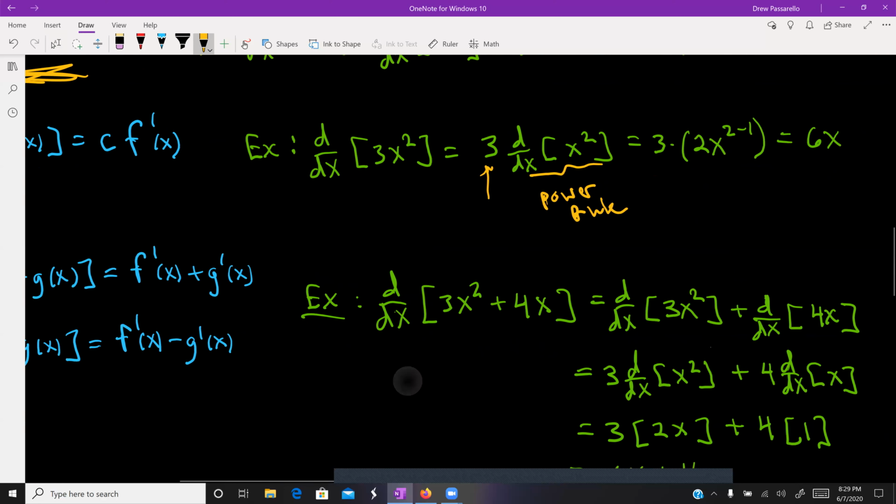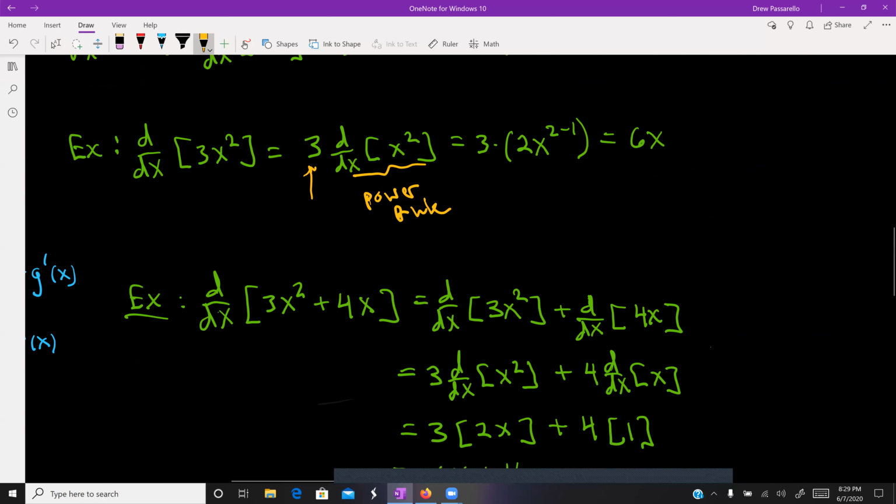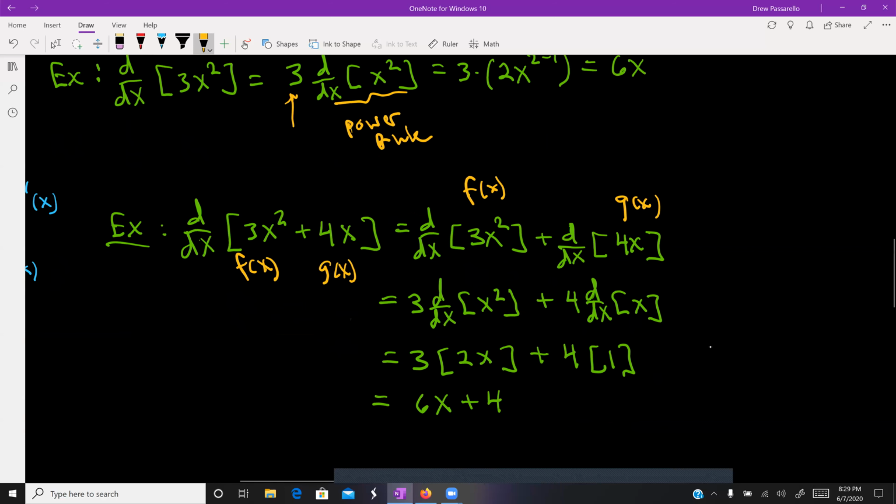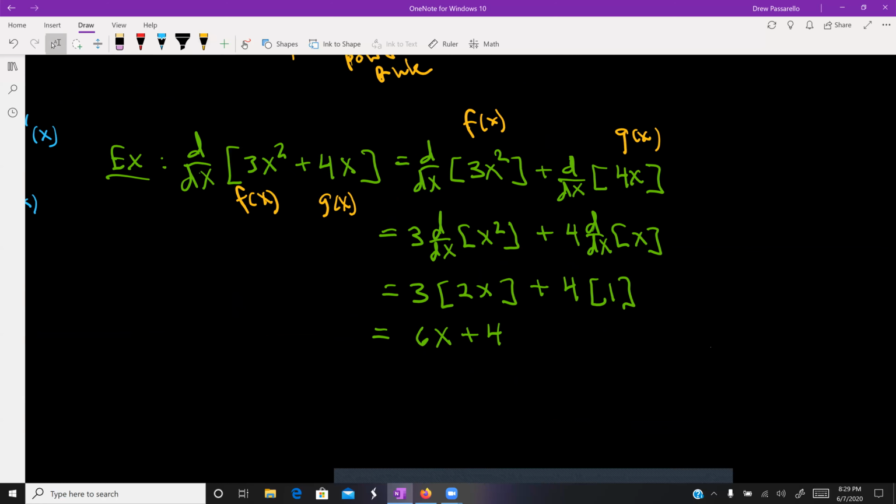So for instance, if I had 3x squared plus 4x and I wanted to take the derivative of that, I broke it up into its different parts. So f of x is the 3x squared, g of x is the 4x. I have the derivative of f of x, which is 3x squared, and then the derivative of g of x. For the 3x squared, I did this earlier, right? I had this to be 6x, but what the steps were is I factored out the 3 because that's the constant multiple rule, and then took the derivative of x squared.